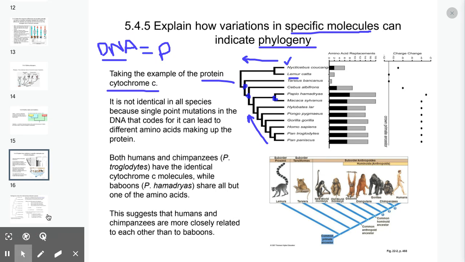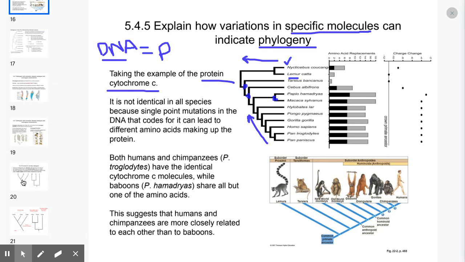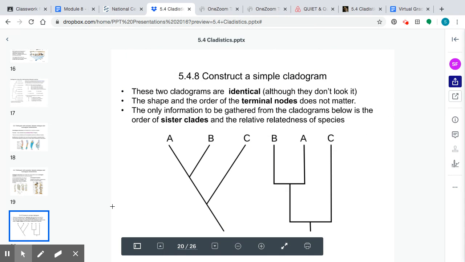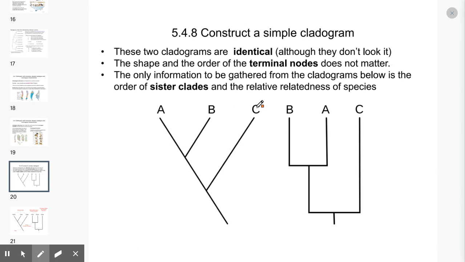Let's move on to making a cladogram. Okay, let's talk about a cladogram first. So you can do this two ways. Both of these models are the exact same thing. We have species A, B, and C. Here we have B, A, and C. They're just in different order.